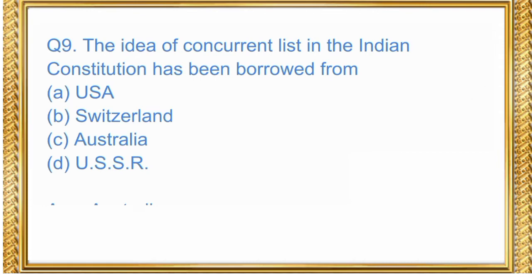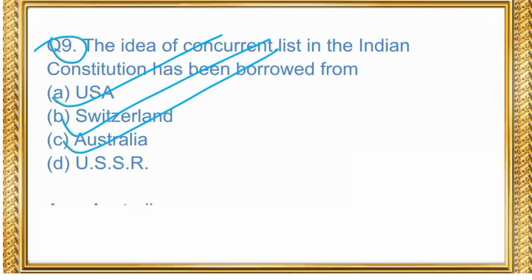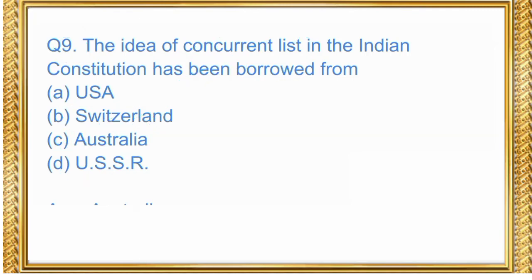Next question is question number 9, telling that the idea of the concurrent list in the Indian constitution has been borrowed from, option A is USA, B is Switzerland, C is Australia, and D is USSR. And the correct option is C, Australia.